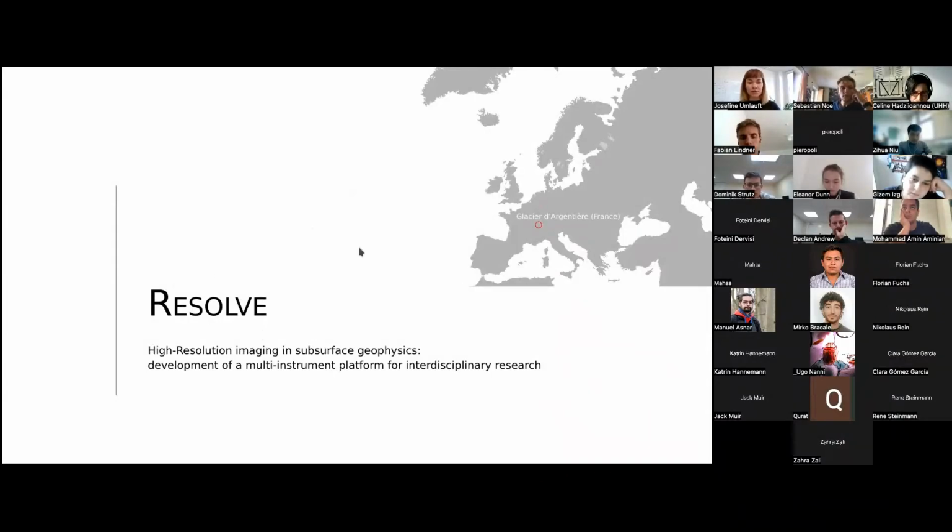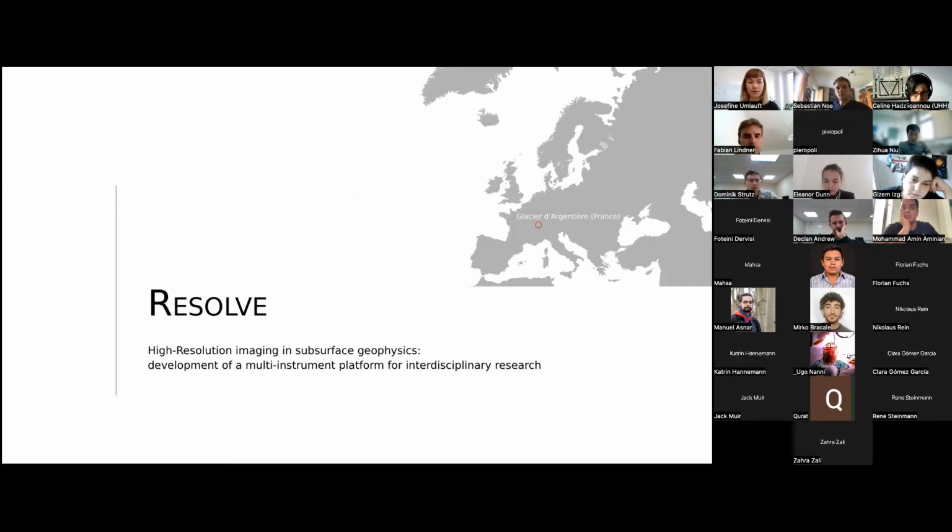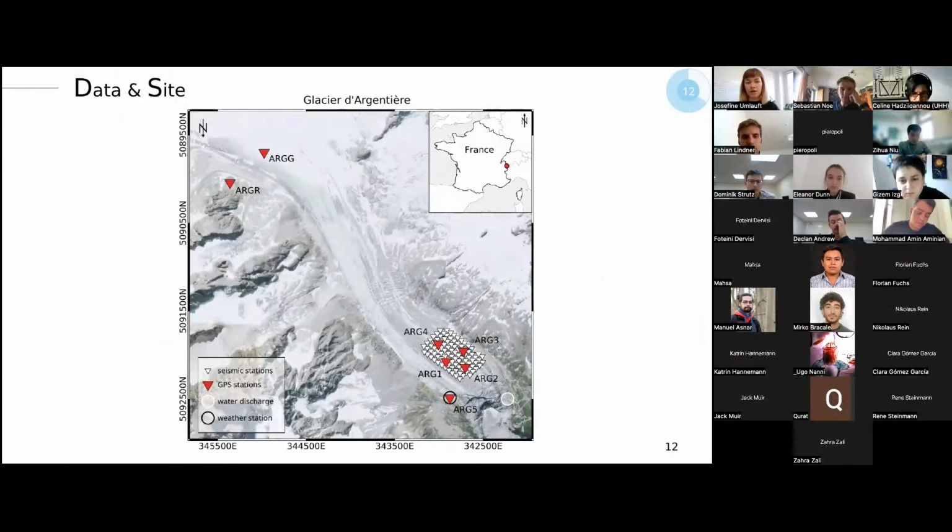And we used the 2018 Resolve dataset, which is actually from a team of different researchers from ISTerre Grenoble. I would just name Philippe Roux and Florent Gimbert, as they are part of this project as well. Here they deployed a 100 node strong array in the ablation zone of Argentière Glacier, which you can see here indicated by the white triangles. And they also had GPS stations indicated by the red triangles.